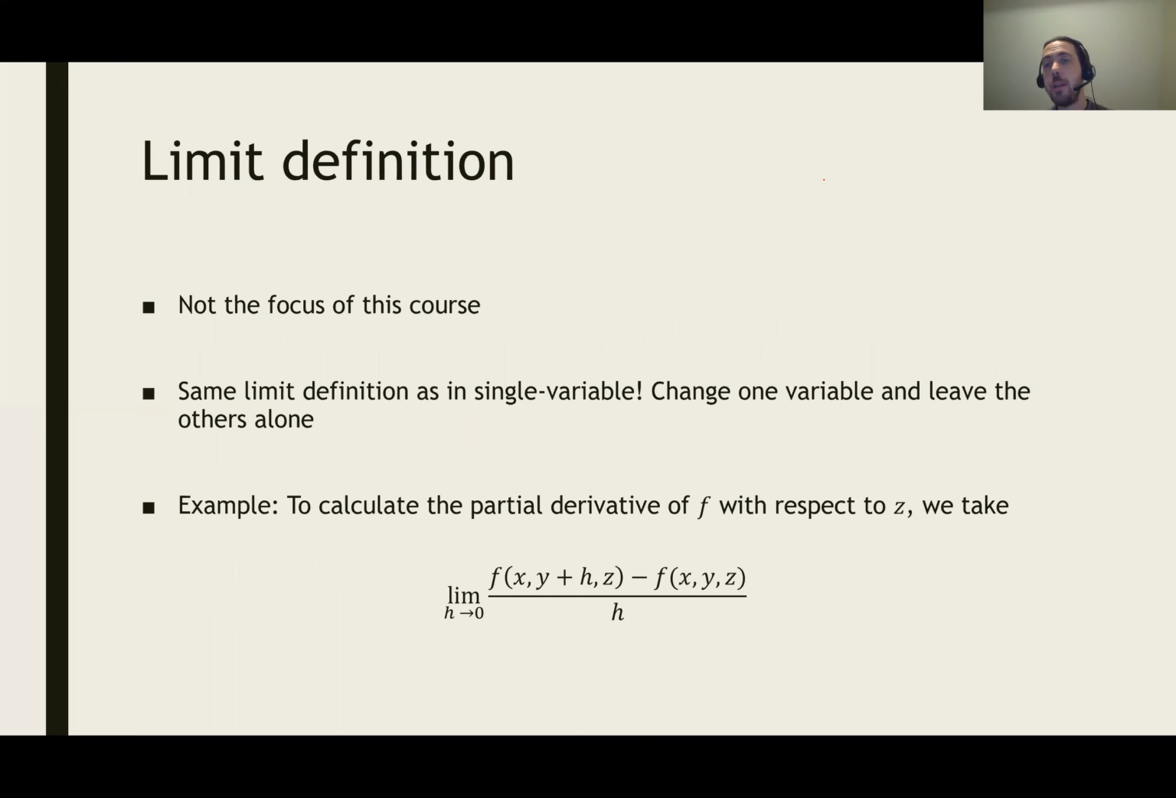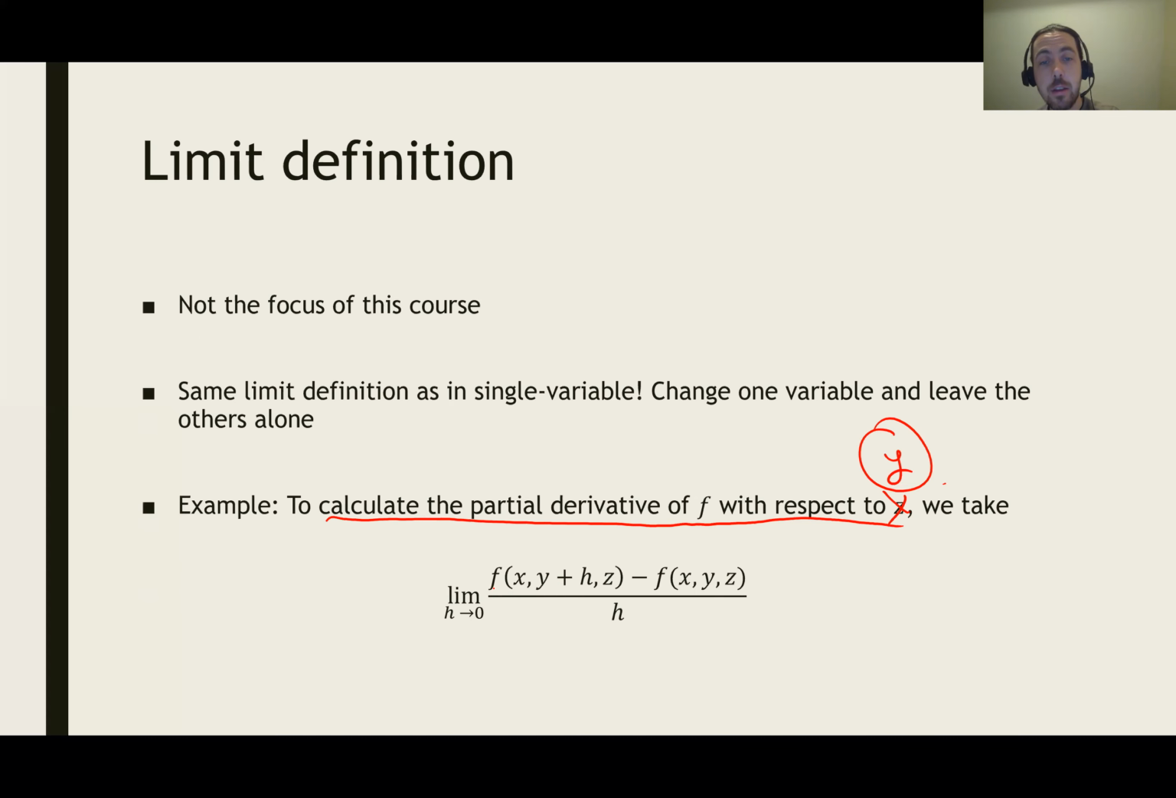Now, there is a limit definition for partial derivatives. It's not going to be the main focus of the course, but it's still important to know that this is how it's calculated. This limit definition is basically the same as the ordinary definition of a derivative. So we do f of x plus h minus f of x divided by h, but here at the bottom, we can see an example where we're calculating the partial derivative of f with respect to y, because I made a mistake in my slides.